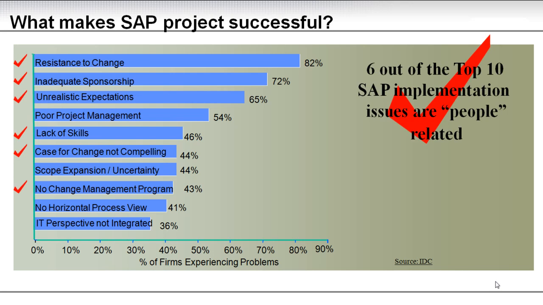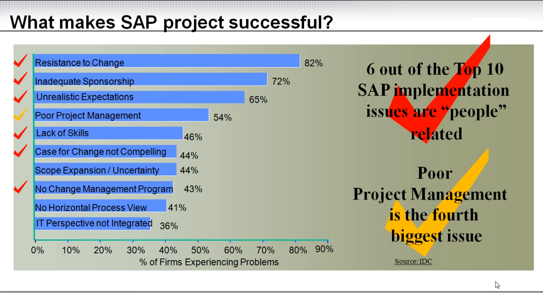Well, 6 out of the top SAP implementation issues are people related. So for a successful SAP project, you need to be able to manage your team, your stakeholders, the expectations from end users in relation to resistance to change. So all the soft skills, basically.